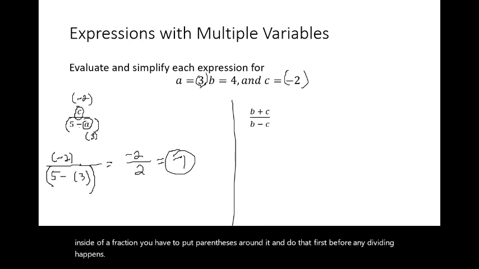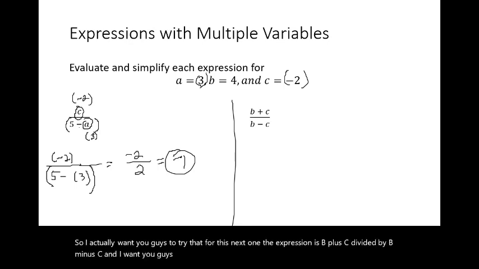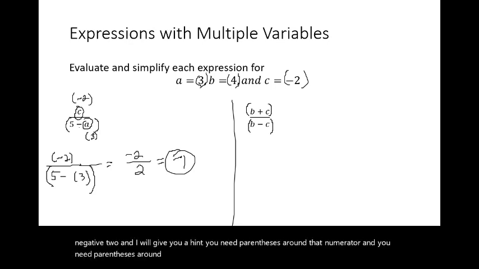So I actually want you guys to try that for this next one. The expression is b plus c divided by b minus c. And I want you guys to evaluate this when b is equal to 4 and when c is equal to negative 2. And I will give you a hint. You need parentheses around that numerator, and you need parentheses around that denominator.